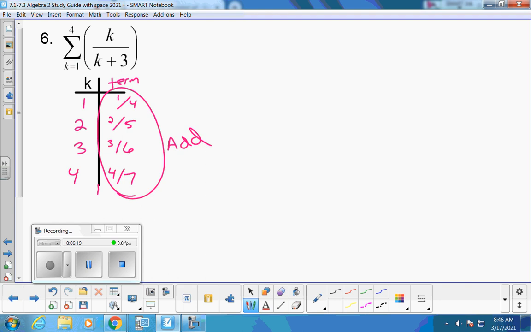It's going to be a pretty yucky decimal, so you could fraction it if you want. I got 241 over 140. So take a second and make sure you match me on that.